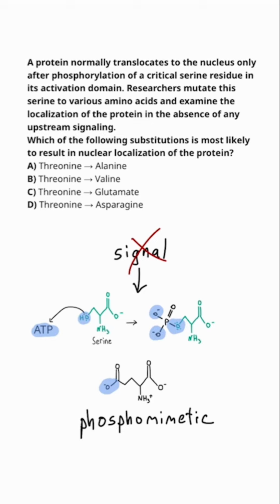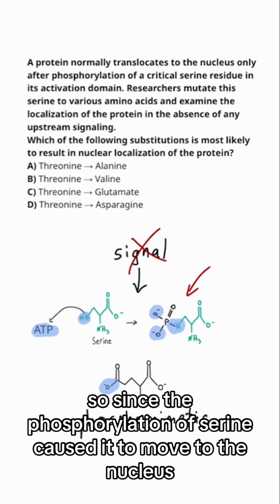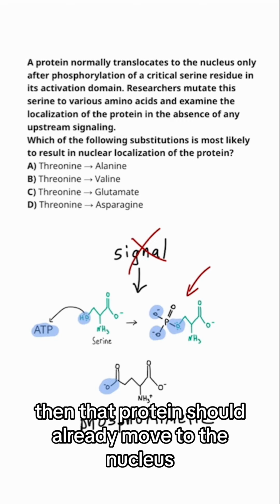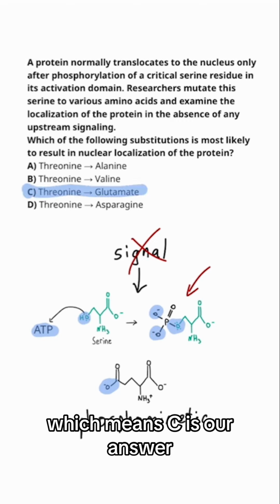So without that signal, we won't have phosphorylation of the amino acid at that position. But if instead of serine we have glutamate, we already have that negative charge on the side chain, so it's going to act like it's a serine that has been phosphorylated. So since the phosphorylation of serine caused it to move to the nucleus, if we substitute it with a phosphomimetic amino acid, then that protein should already move to the nucleus, which means C is our answer.